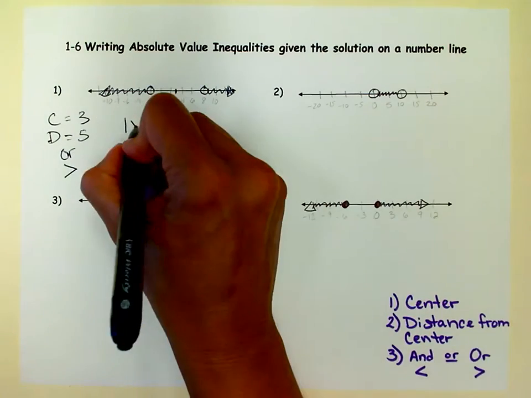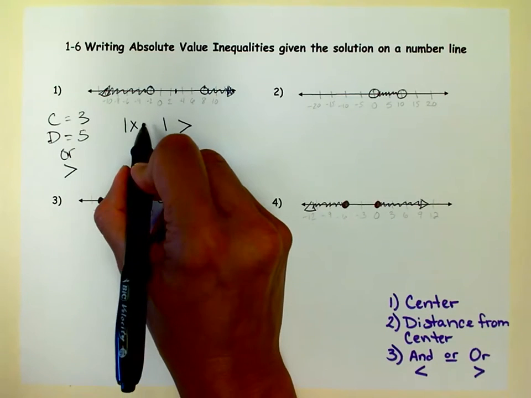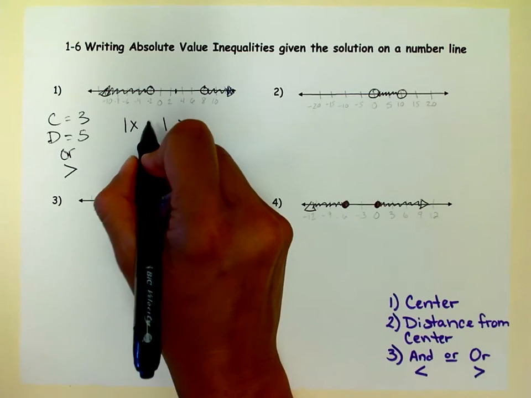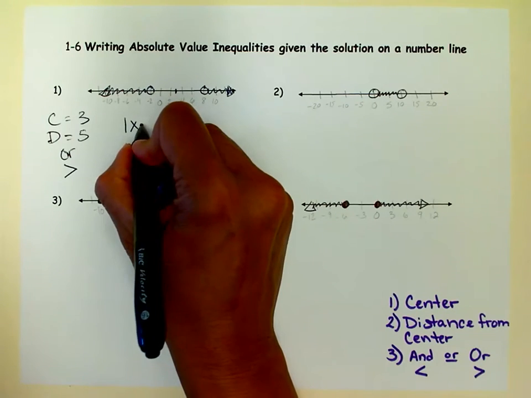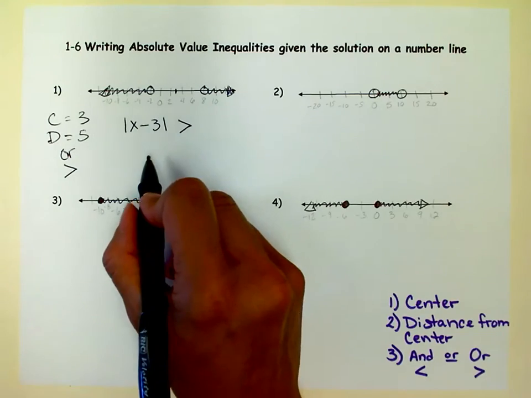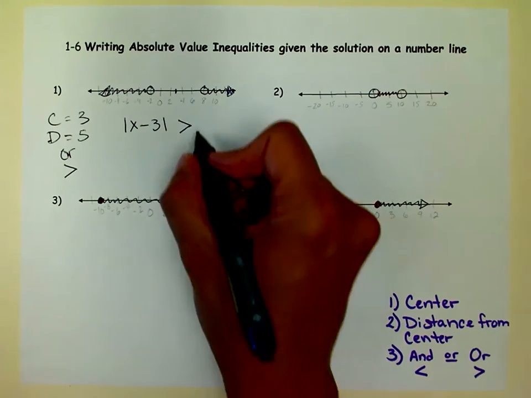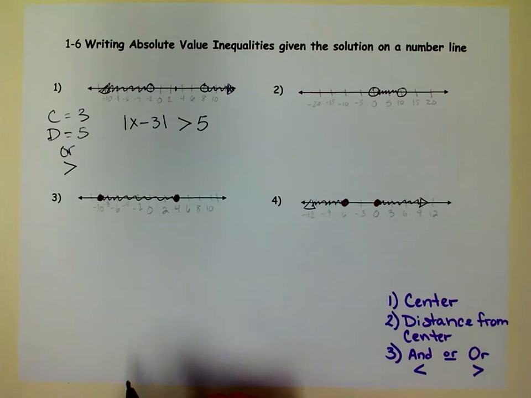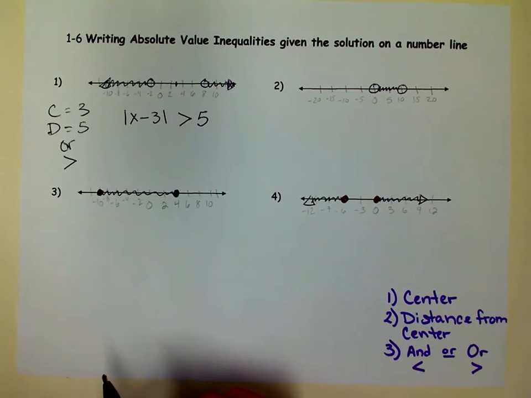So obviously we have an x in here. What goes here is the opposite of the center, because that's my shift from 0. So my center is 3, so I'm going to say a -3, because I've kind of shifted 3. And what goes here is that distance from that center. And that's it. These are simple ones, but you can kind of get the idea.